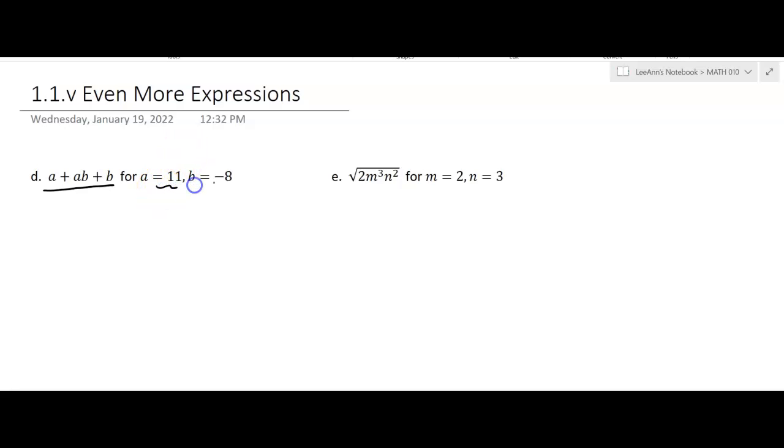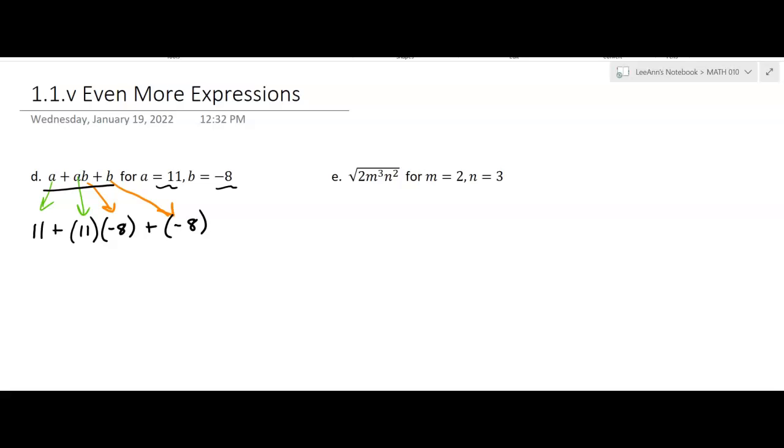So A is 11, B is -8. So I'm going to put that in, 11 for A, and then it's going to be 11 times B, which is -8, plus a -8. So it's like, here's the B, and here's the B, and then here's the A, and here's the A. I don't know if the arrows help, but that's what we're doing. So each A became an 11, and each B became a -8.